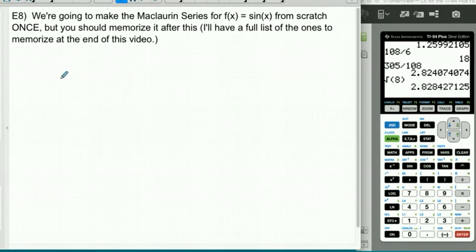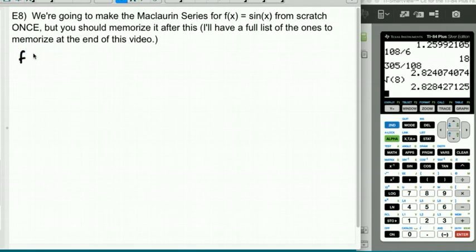Okay, so we're going to quickly make the Maclaurin series for sine x from scratch, right? And then once we have the series from scratch, we should never have to do it again because I want you to memorize it, okay? So we're going to walk through how to make the Maclaurin series for sine from scratch, right?